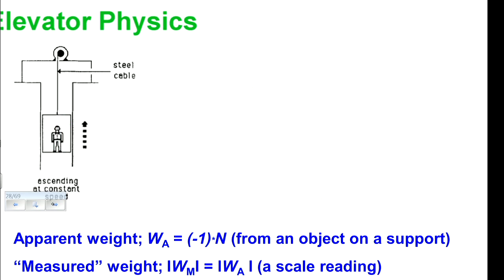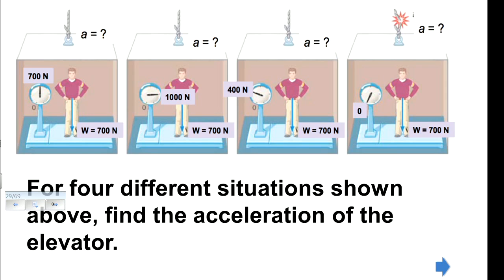So I had some extra slides if I didn't have to use them. Now here, an example of a situation where we use this backwards. This is what we call the actual weight, mg. For this guy, mg is 700 newtons. But he is on a scale in the elevator.